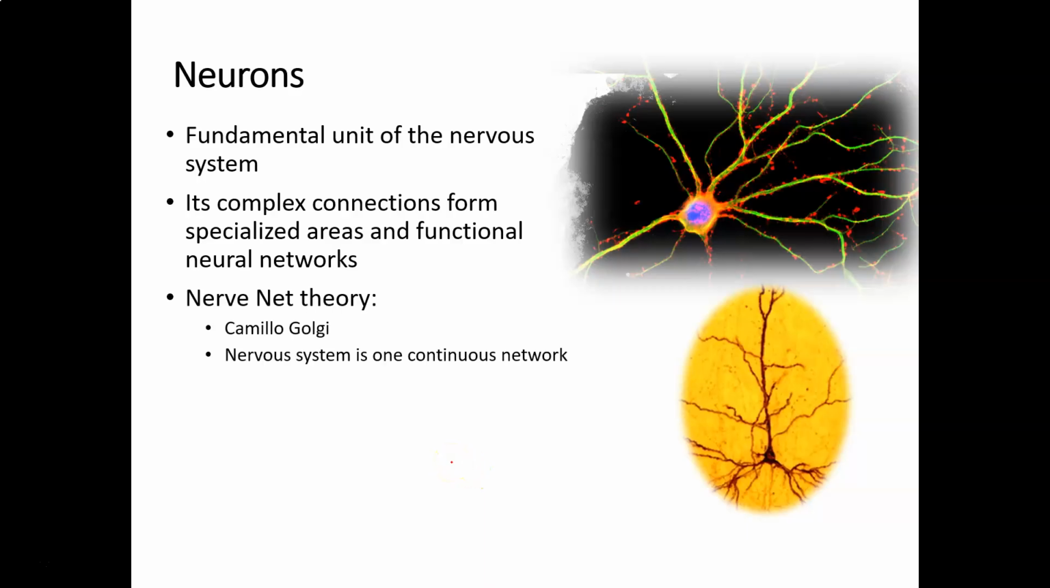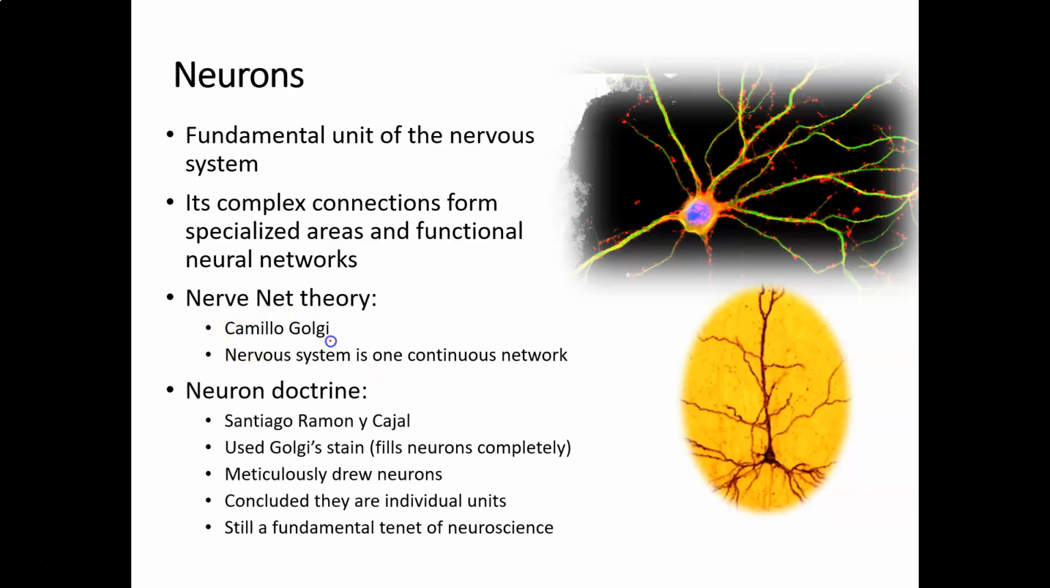Prior to being able to see neurons as individual entities, there were two scientists arguing what the fundamental unit of the nervous system was. The first one was Camillo Golgi. He was an Italian neuroscientist that came up with what was called the nerve net theory. He argued that the nervous system was one continuous network, like a web of neurons or web of cells, that they were all connected to each other.